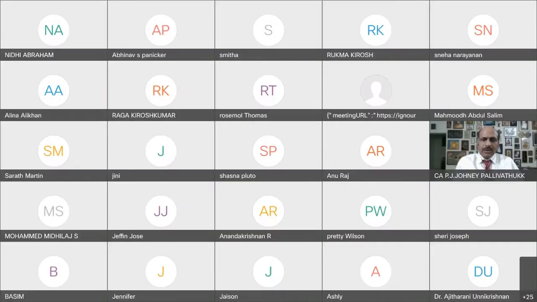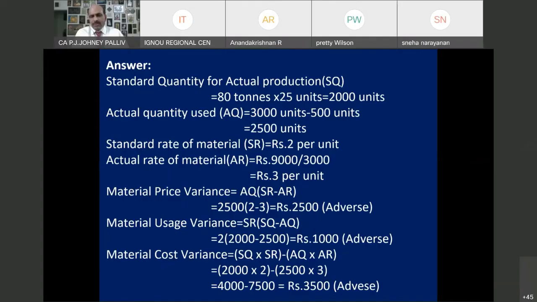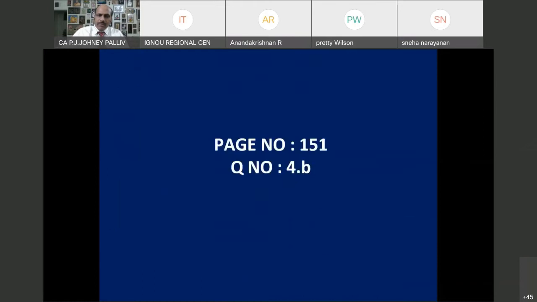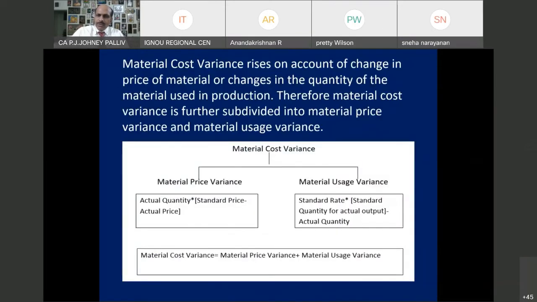We are going to consider material usage variance or quantity variance. The formula which we have studied, do you remember the formula? Material usage variance is equal to standard rate into, please note, standard rate into, standard rate we know that is 2 rupees. Standard quantity for actual output. What is standard quantity for actual output? That is very, very important.